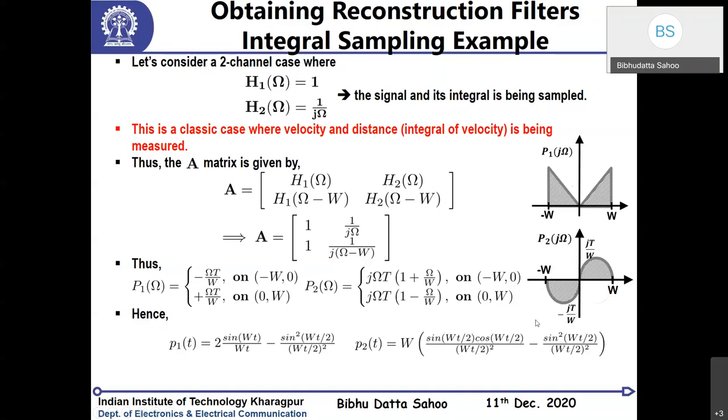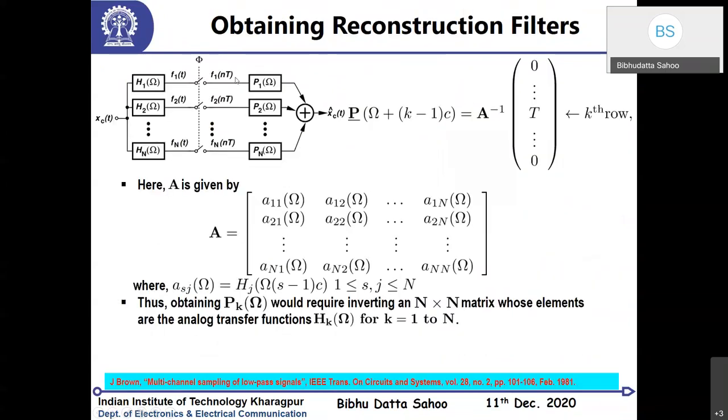This is a kind of parabolic, like a circular thing, because the square term omega square comes in, and this is more like a straight line over there. So P1 and P2 omega are the reconstruction filters, and P1T and P2T are the impulse responses. So this all looks good. What it means is this signal is sampled, so this is discrete time. It is not discrete in quantization, no ADC here. And then this discrete time signal goes through this analog reconstruction filter to give me back the analog signal.